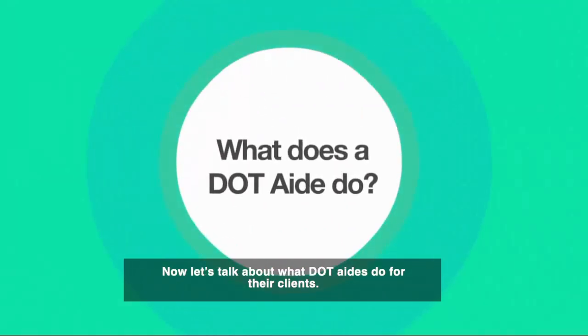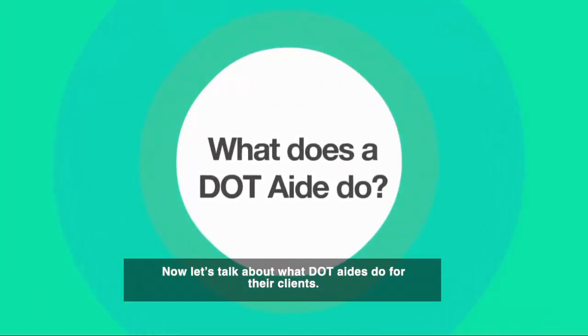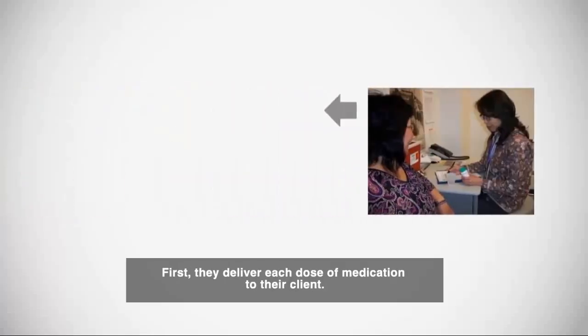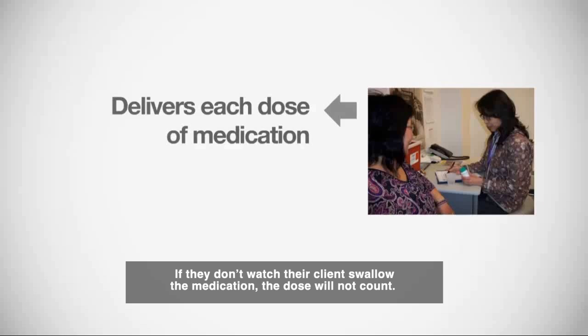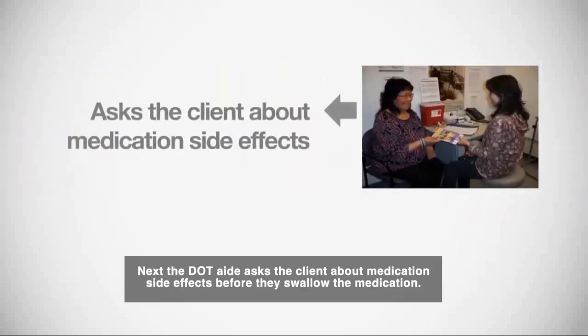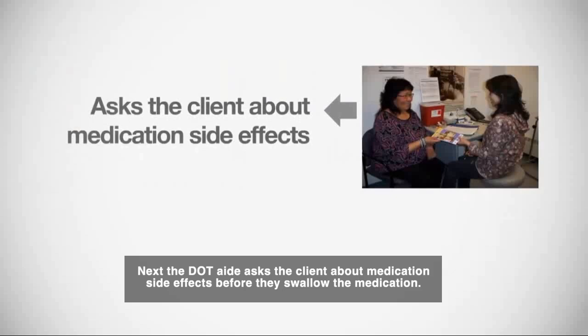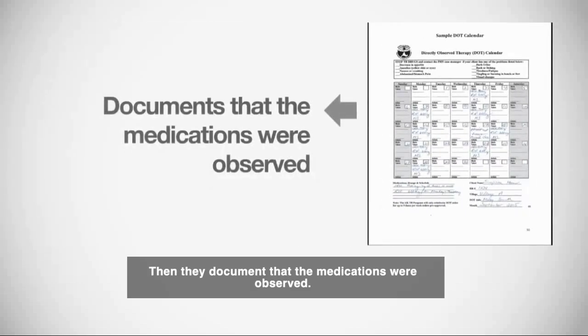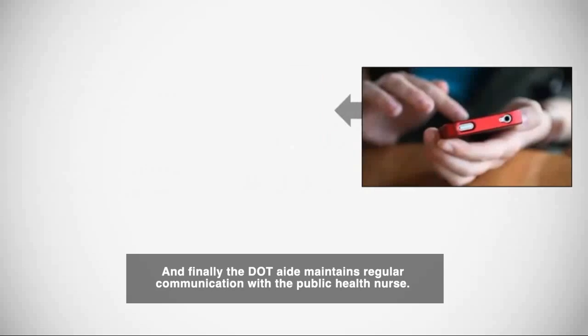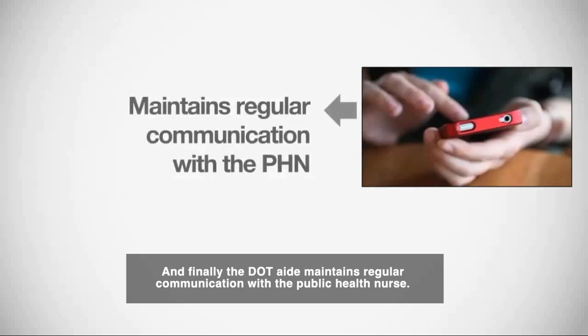Now let's talk about what DOT aides do for their clients. First, they deliver each dose of medication to their client. If they don't watch their client swallow the medication, the dose will not count. Next, the DOT aide asks the client about medication side effects before they swallow the medication. Then they document that the medications were observed. And finally, the DOT aide maintains regular communication with the public health nurse.